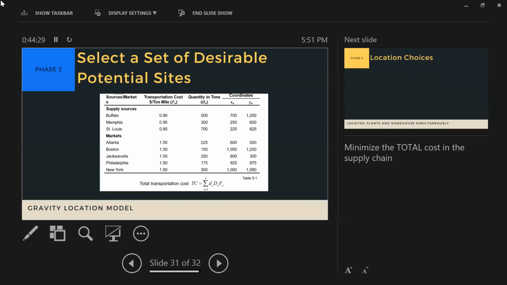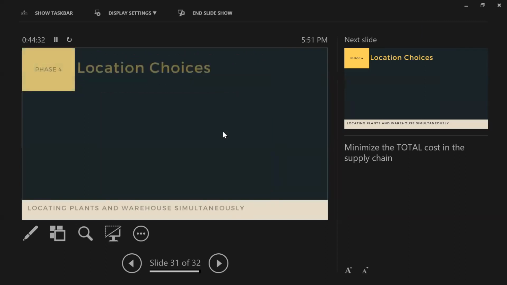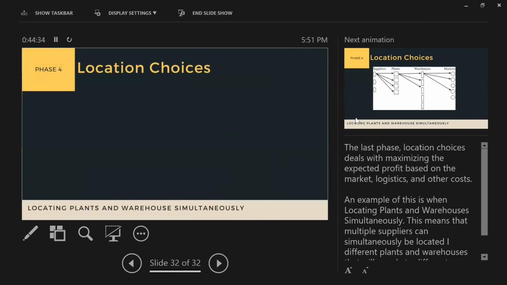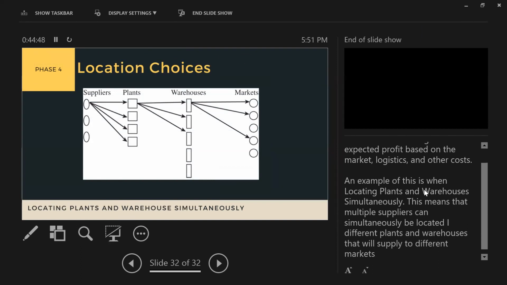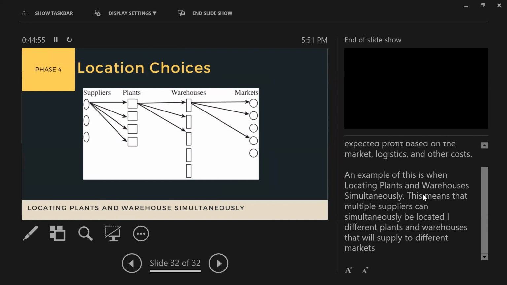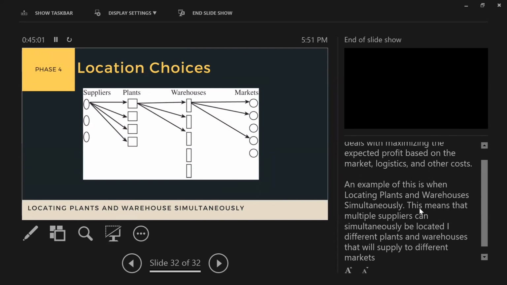Then for phase 4, location choices. The last phase, location choices, deals with maximizing the expected profit based on market, logistics, and other costs. An example of this is locating plants and warehouses simultaneously. This means that multiple suppliers can simultaneously be located in different plants and warehouses that will supply different markets. So this is the graphical representation of locating plants and warehouses simultaneously. So that's it, sir, for my report.